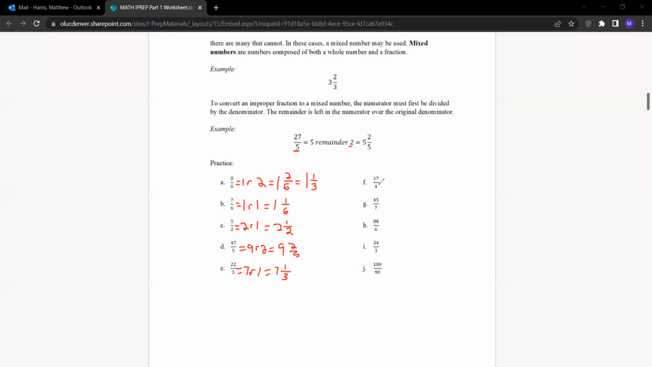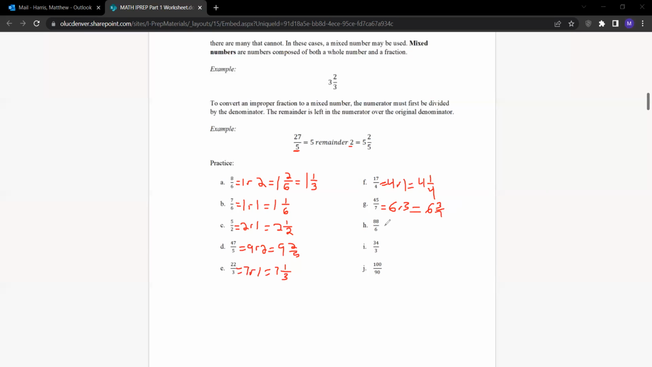All right, next up we have 17/4. So how many times does 4 go into 17? 4 remainder 1 equals 4 and 1/4. Awesome. Next we have 45 divided by 7. How many times does 7 go into 45? 6, because 6 times 7 is 42. Remainder 3. And that's going to equal 6 and 3/7. So 6 and 3/7.